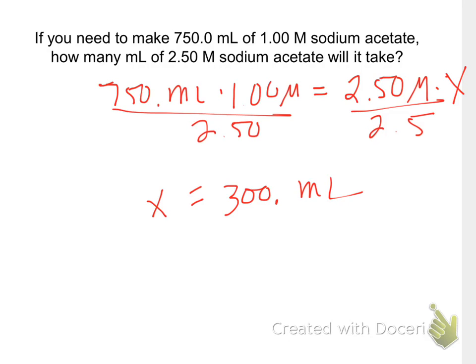300 milliliters. So what that says is I'm going to use 300 milliliters of the concentrated solution that I put into my flask, and then I add water up to the line. Okay, so we're going to stop right there.